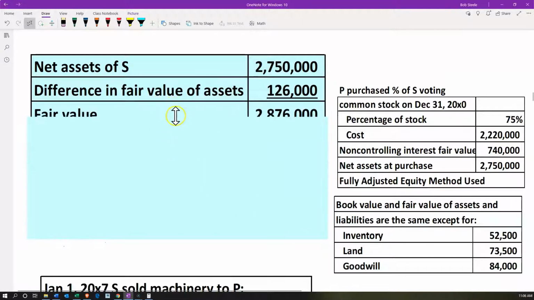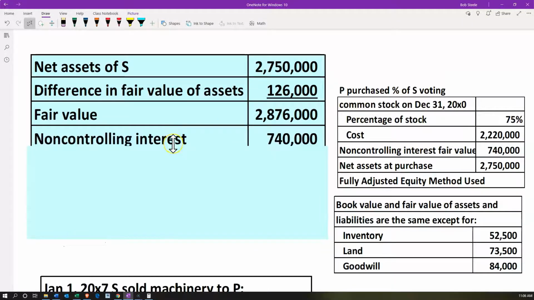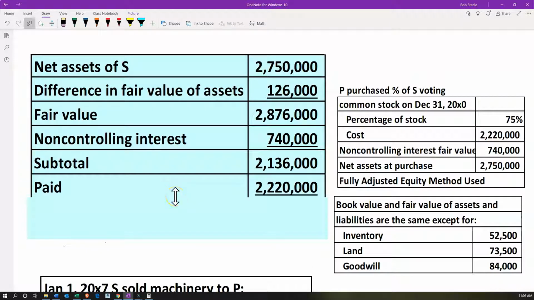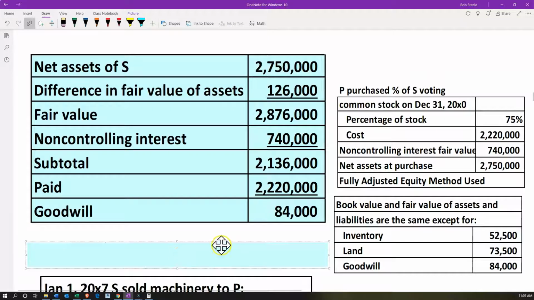So then that's going to be the fair value, the 2,876,000. Then we're going to have the non-controlling interest given to us at the 740,000. So then if we subtract those two out, you would think that would be the amount for the controlling interest if there was no goodwill, but there is because the payment was 2,220,000. Therefore, we've got the goodwill of the 84,000, in essence recalculating the goodwill that they gave to us down below.